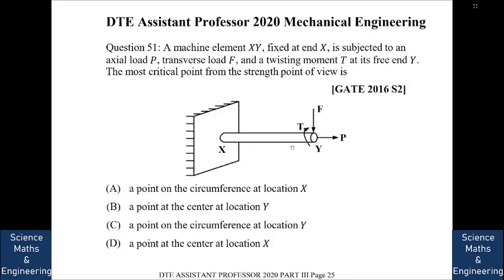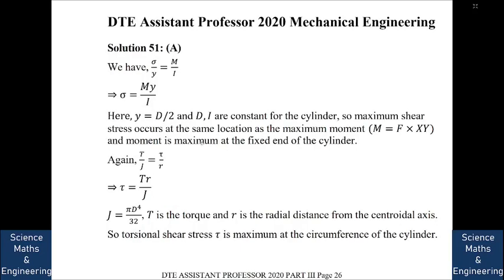So moment, if this point would have moment is what? Force into the distance from this fixed end. So maximum would be at this point only. So at this end x, it has the maximum moment. So sigma would be maximum at that end.